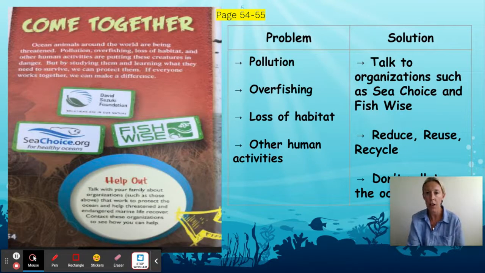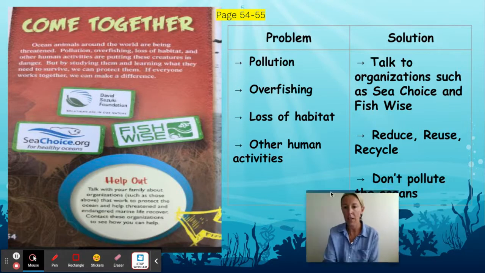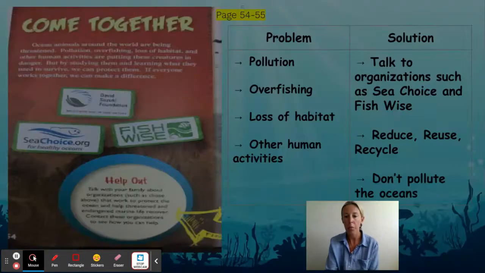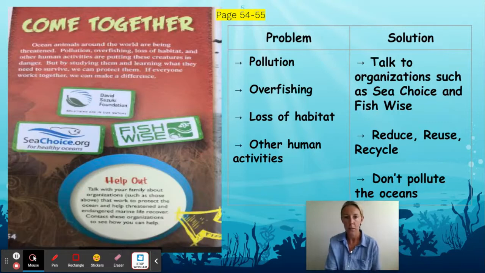Let's look at the chart on this slide. What is the problem? There are many problems. The first one is pollution, overfishing, loss of habitat, and other human activities. Solution: talk to organizations such as Sea Choice and Fishwise. We can reduce, reuse, and recycle. And don't pollute the oceans.